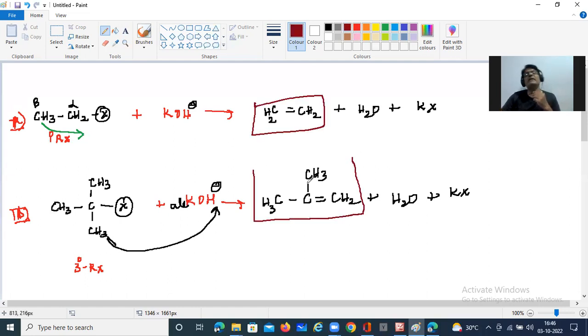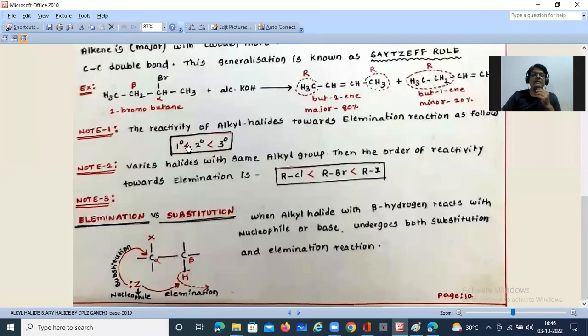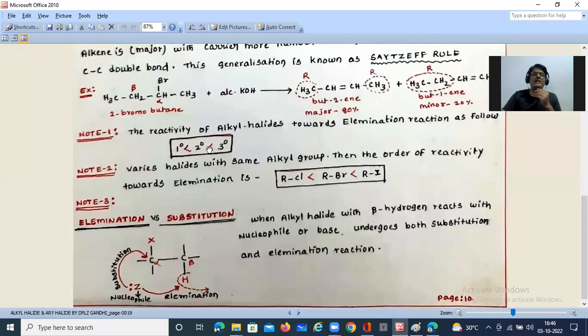So the question may be given like this: which of the following compounds is used to prepare alkenes according to Saytzeff rule? So he may raise a question like this. Now we need to opt for this one, because this compound is obtained from a tertiary alkyl halide, which is more reactive. A tertiary alkyl halide is more reactive towards the elimination reaction.